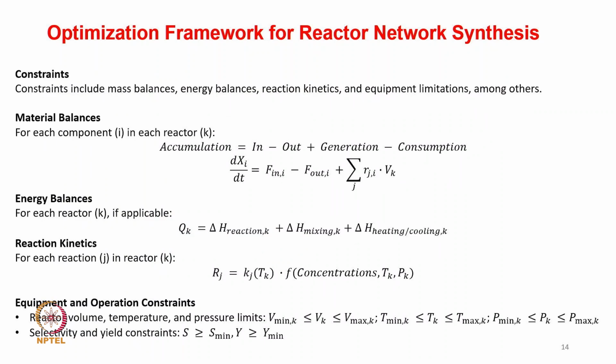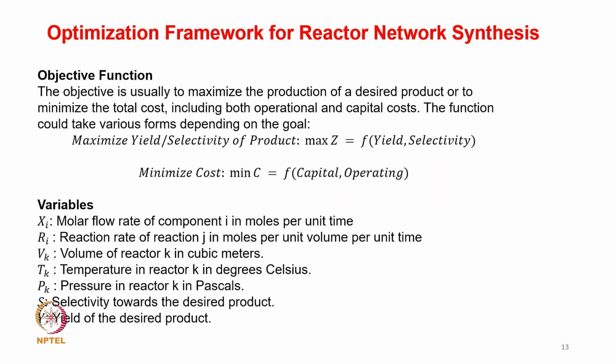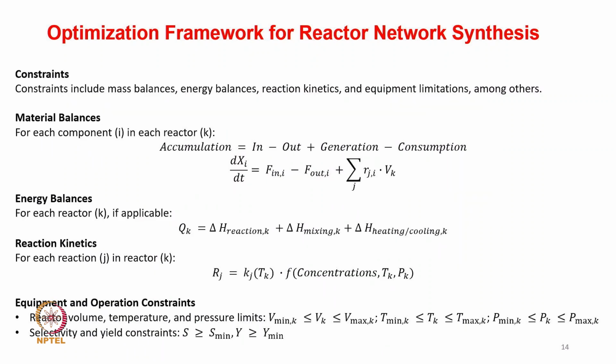Now let's see the constraints that we have to deal with. There are various constraints. Whatever we have learned so far is the objective, so look at the constraints. There would be the material balance, which is accumulation equals inlet minus outlet plus generation minus consumption, as we have seen in previous cases: dXi/dt = F_in,i - F_out,i + sigma of R_ij V_k, where V_k is the volume and R_ij is the reaction rate.